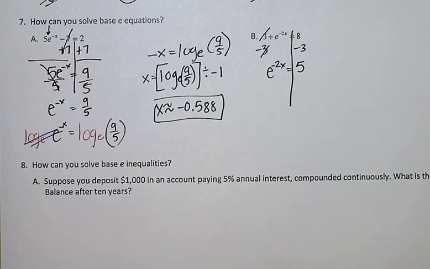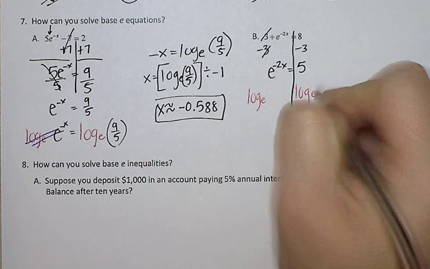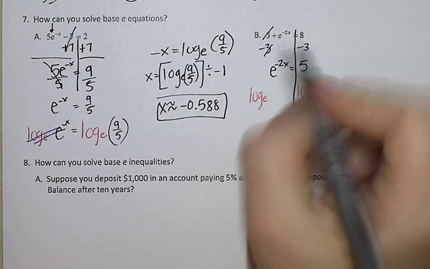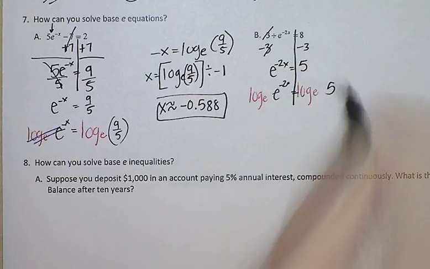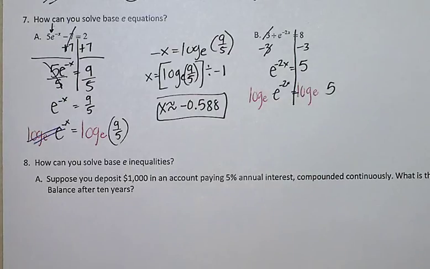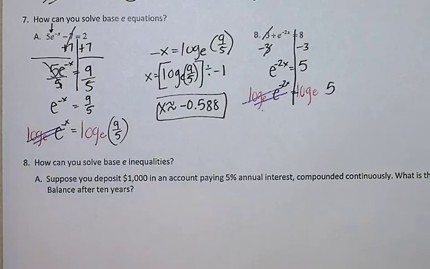Again, how can we remove the e? What operation can we do? Log base e to both sides. I'm going to write down what already existed. Then on the side that contains Euler's number, we can see that log base e and e cancel, and you bring down the -2.